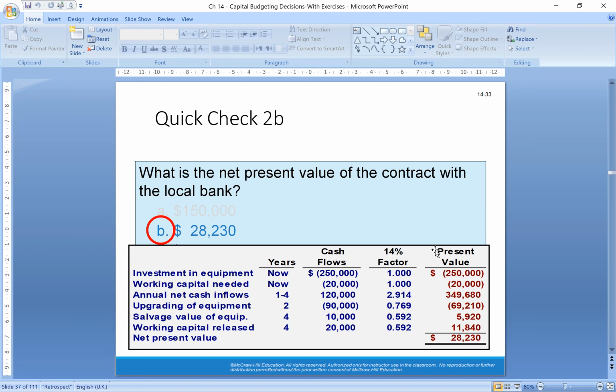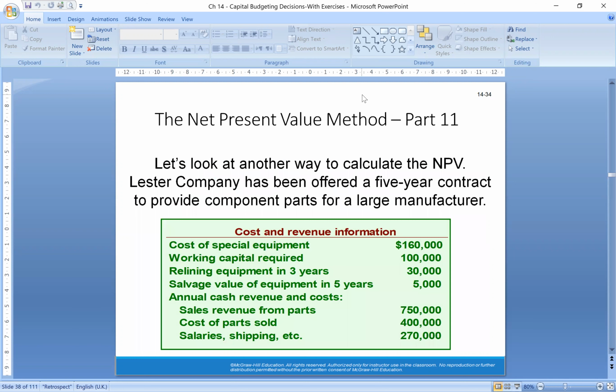I will receive the 10,000 after 4 years, but the present value today is 5,000 something. Working capital is released after 4 years. I will receive the 20,000, but the present value will be 11,840. So the total for the net present value will be 28,230. This will be the present value of the project. If we have a positive present value, it means I will accept the project, and then the answer is 28,230.